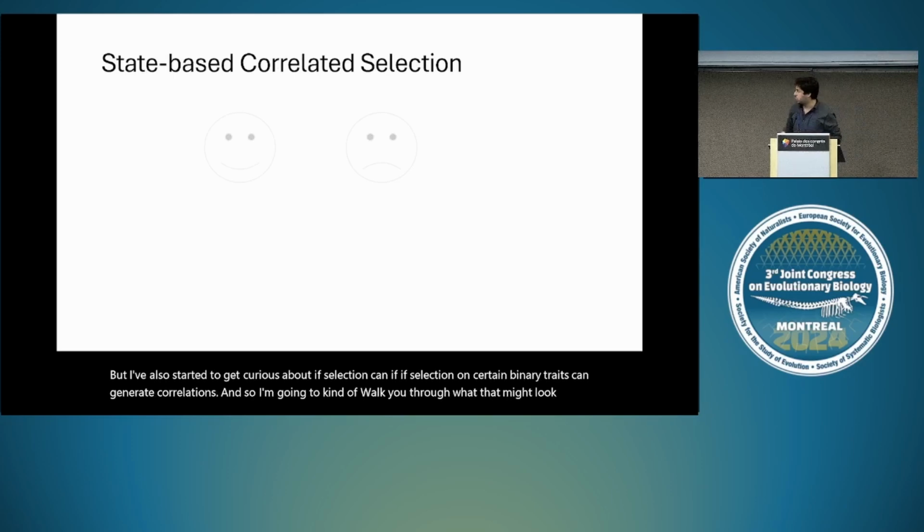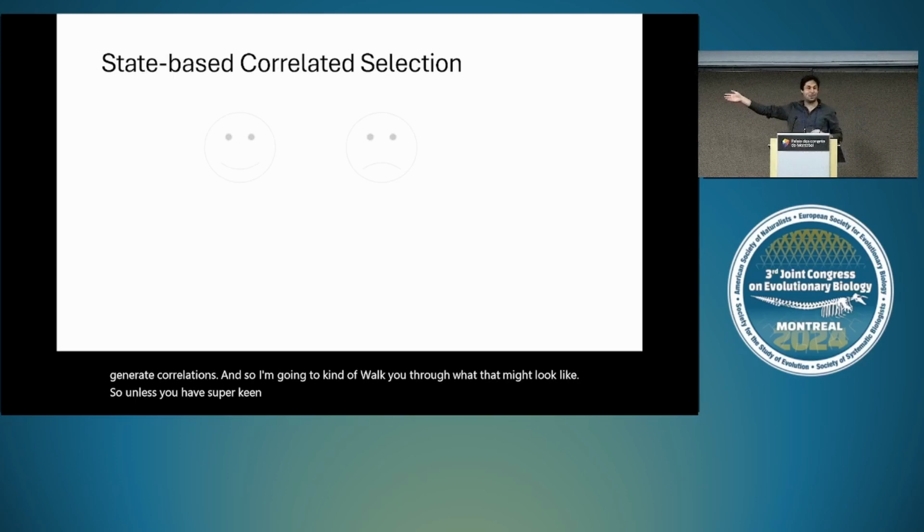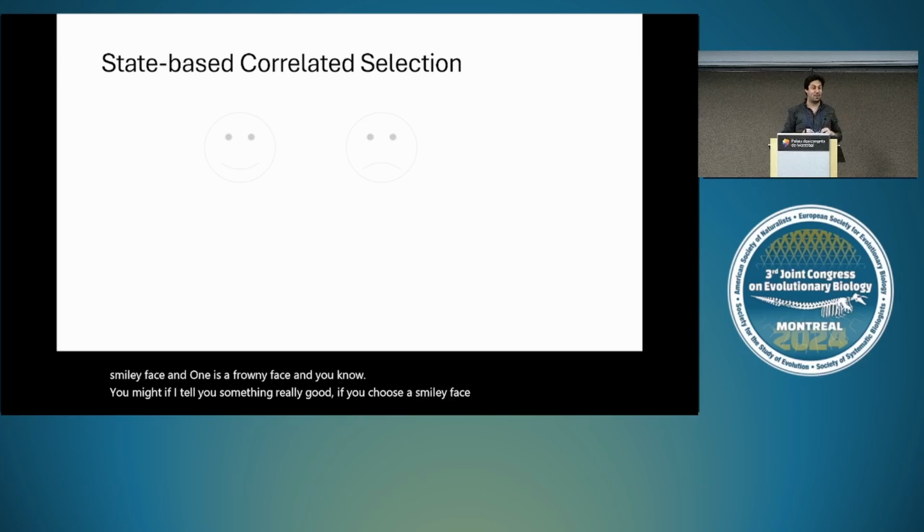So unless you have super keen eyesight, you might not see that one of these faces here is a smiley face and one is a frowny face. And if I tell you you're going to get something really good if you choose a smiley face, something bad if you choose a frowny face, you might be choosing at random here, right?